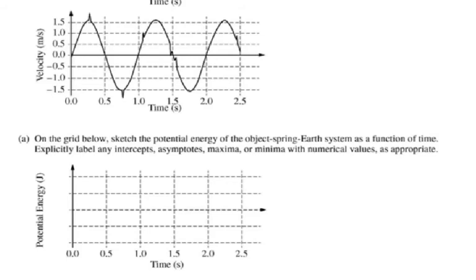On the grid below, sketch the potential energy of the object, spring, Earth system, as a function of time. Explicitly label. Always, when they give you the graphs, make sure that you label any intercepts, asymptotes, maxima, or minima with numerical values as appropriate.